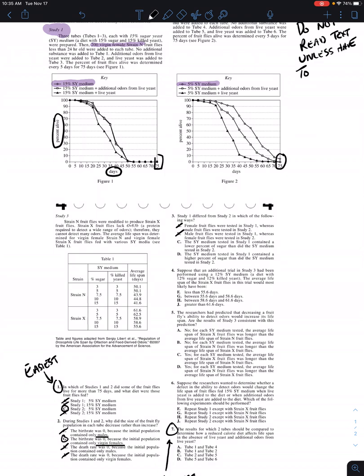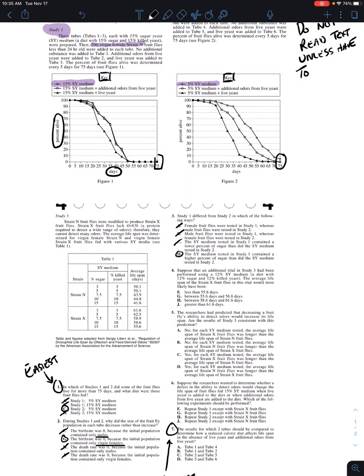C says the SY medium tested in study 1 contained a lower percent of sugar than the SY medium tested in study 2, or D, the SY medium tested in study 1 contained a higher percent of sugar than the SY medium tested in study 2. So note in the key here, we have key in both. The keys say that in study 1, we have a 15% SY medium, and study 2 says 5%. So our answer here is going to be D. Study 1 contained a higher percent of sugar than the SY medium tested in study 2.